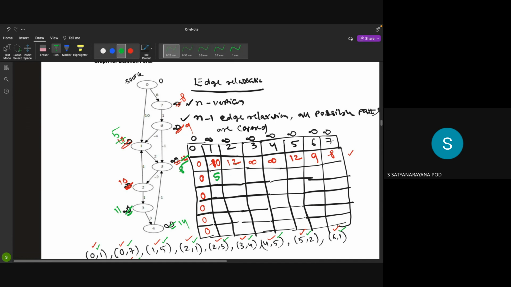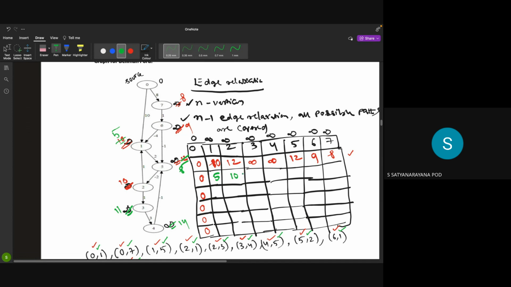Maybe how this 12 came earlier. Earlier 0 to 1, 1 to 2, 10 plus 12. No. Earlier, how we got this 12? That's my question. 1 to 5, 1 is 10. So 1 to 2, 1 to 5 will give us 12. Okay, I got it. Okay, 10. It's a 10.